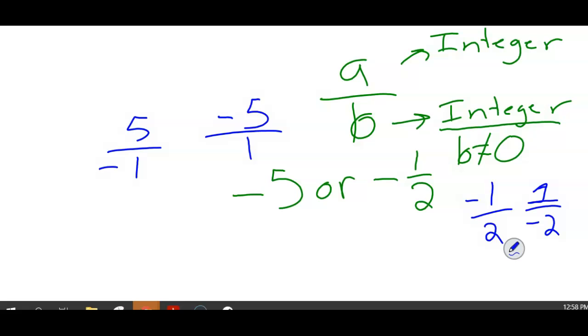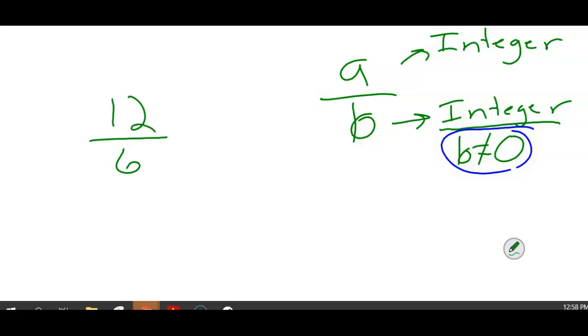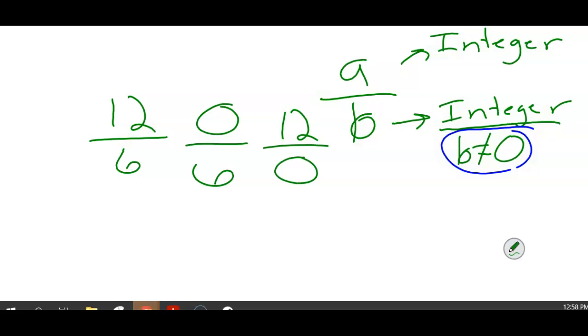Okay. All right. I want to explain this part right here. B does not equal 0. I'm going to give you an example here. We have 12 over 6, 0 over 6, and 12 over 0. A fraction is just a division problem. Would you agree? Yeah. Okay. The first one, 12 over 6, is 12 divided by 6, which is 2.